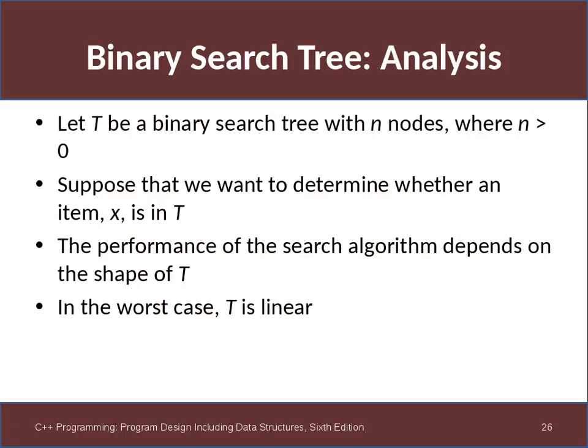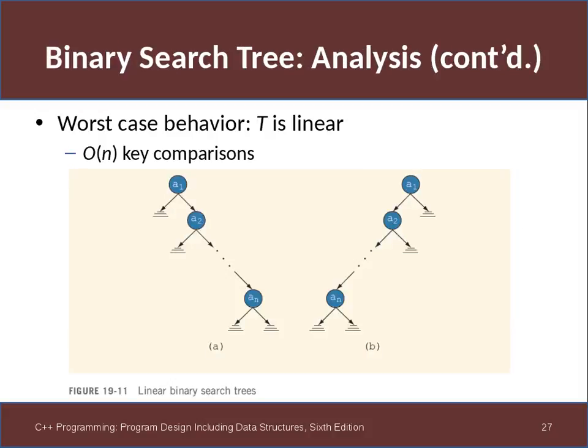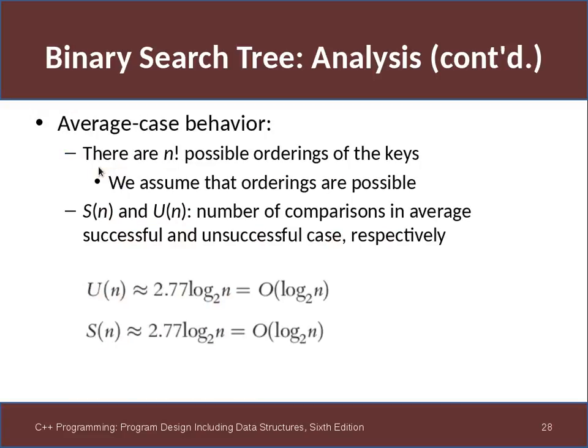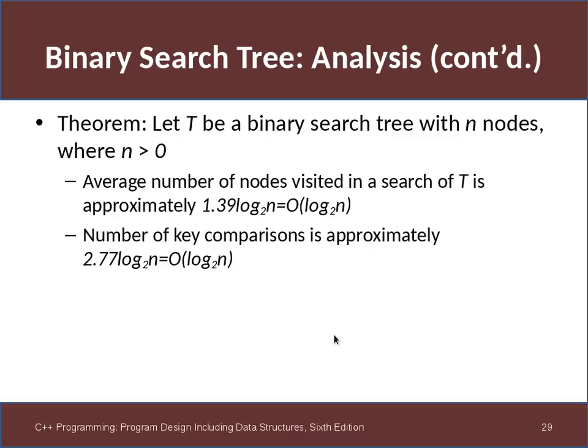All right, some analysis. First off, worst case behavior. If your binary tree turned into a linked list, where everything on the left was null, everything on the right was null, that's O of n key comparisons, aka sadness. Average case behavior: basically, it's still log of n, although you can't guarantee that it will always be log of n.